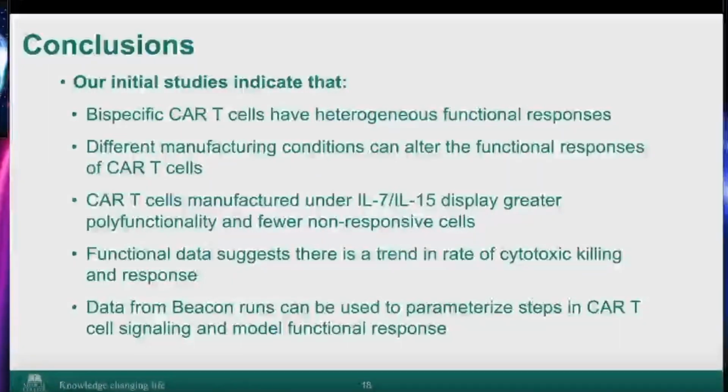And as I mentioned, CAR T cells that were manufactured under IL-7 and IL-15 displayed much higher polyfunctionality, and our functional data suggests that there is a trend between rate of cytotoxic killing and clinical response in patients that were administered CAR T cells. And so the data that was collected from these Beacon runs can also be used to parameterize steps in CAR T cell signaling and then model functional responses utilizing different computational models. And so those are additional studies that we'll be performing in the lab in the near future.